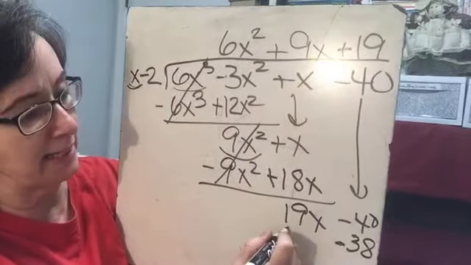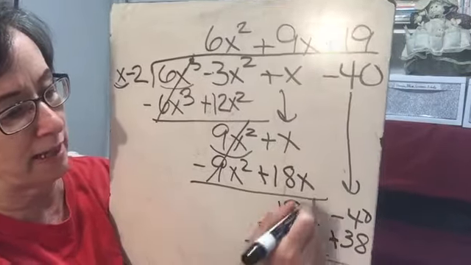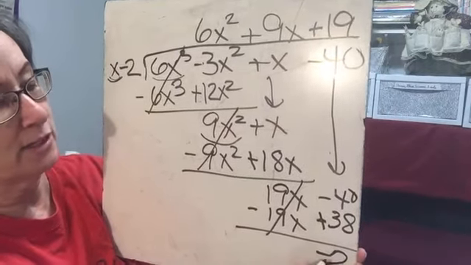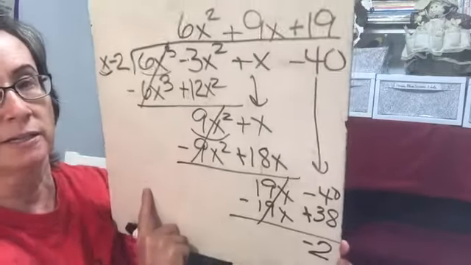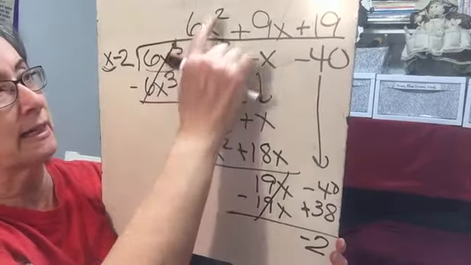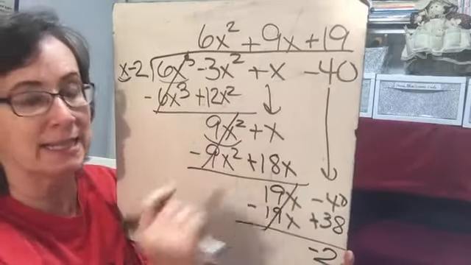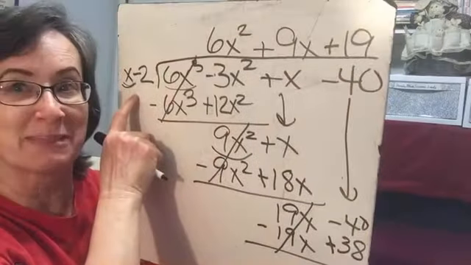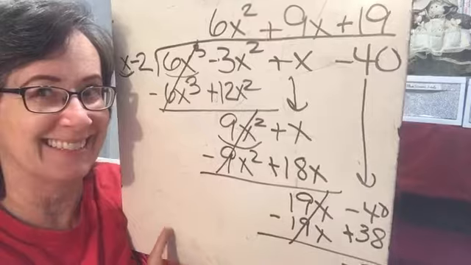19 times x is a 19x. Changing those signs, I get a negative 2. Okay, so negative 2 will be my remainder over x minus 2. So let's think about what is our whole answer. Our whole answer is 6x squared plus 9x plus 19. And then at the end, minus 2 over x minus 2 is the remainder. Did you get it right?